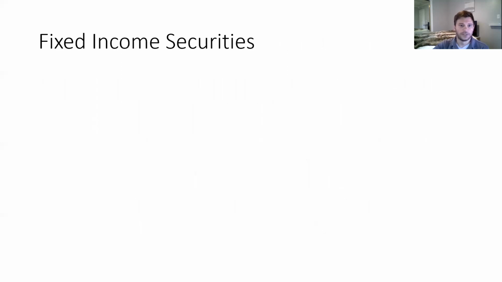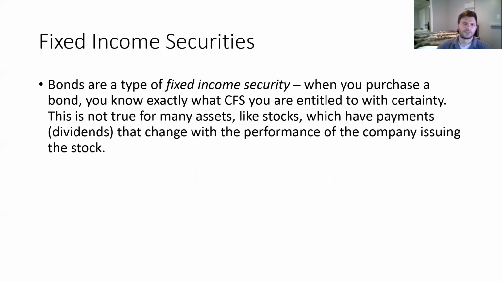Now, while we're on the topic, I want to discuss fixed income securities. Bonds are a very specific type of fixed income security. A fixed income security is an asset for which, at the time of purchase, you know what the full cash flow stream is that you are entitled to with certainty. This is not true for many assets. For example, when you buy a stock, you do not know what the future dividends are. I don't know what that future cash flow stream is.